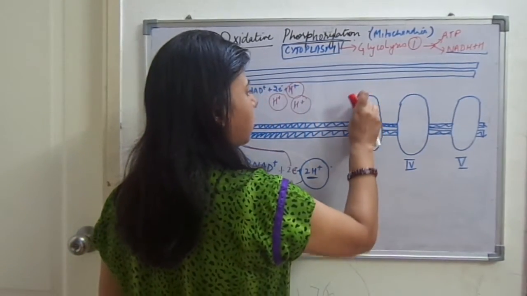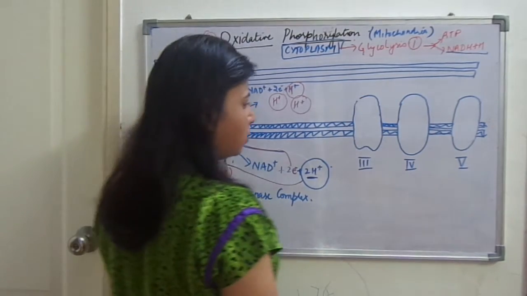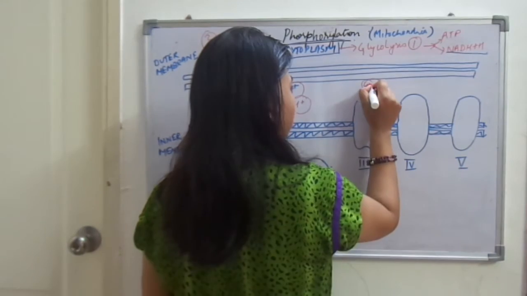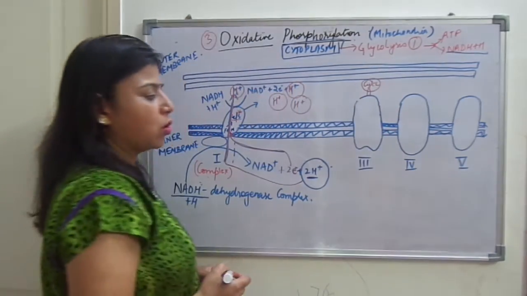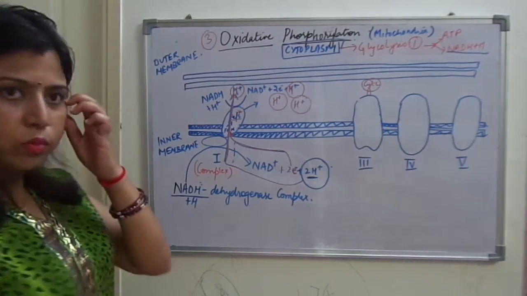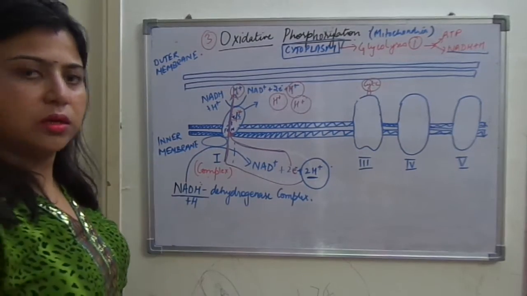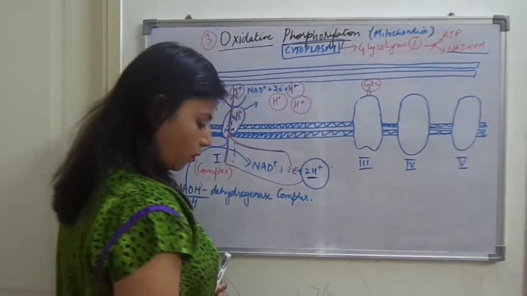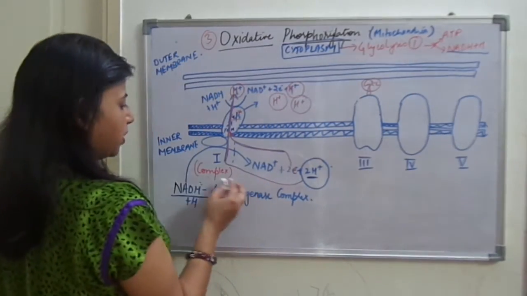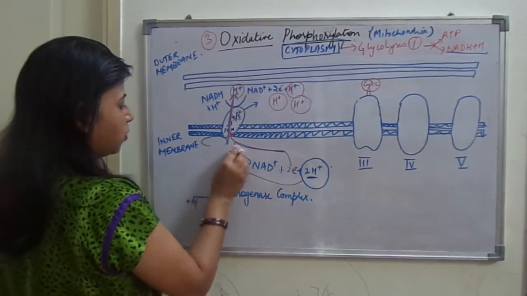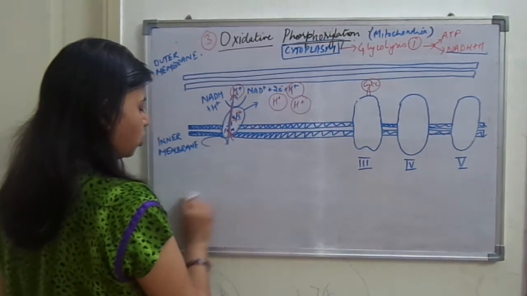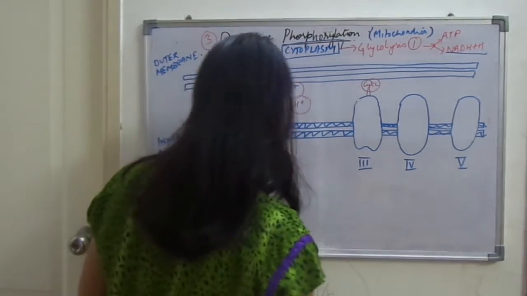Talking about the electrons, they have already gone to the ubiquinone, through the ubiquinone molecule to complex number 3, and complex 3 has a cytochrome C molecule attached with it, which is the name of complex 3. First I'll talk about complex 2. Complex 1 is over. What about complex 2?